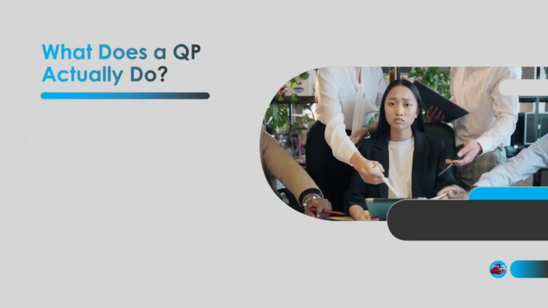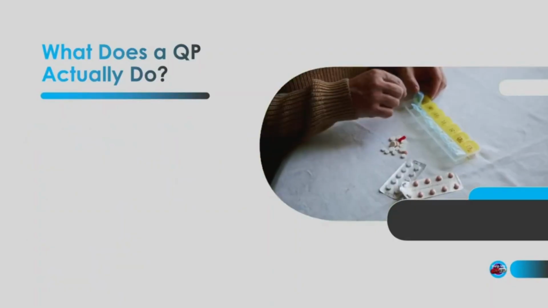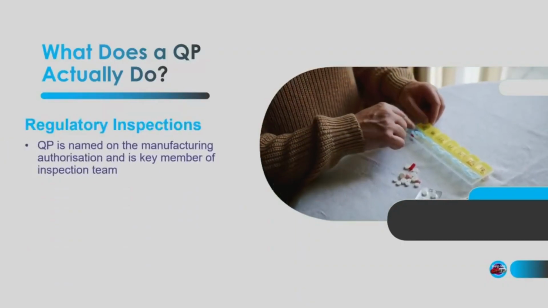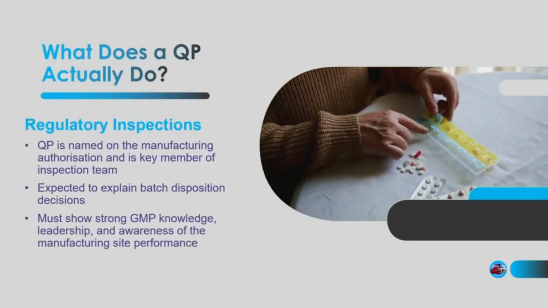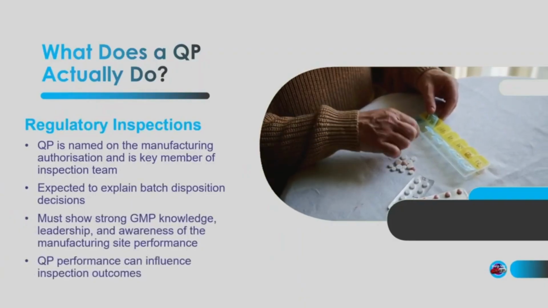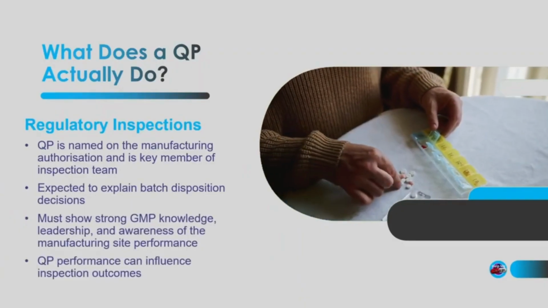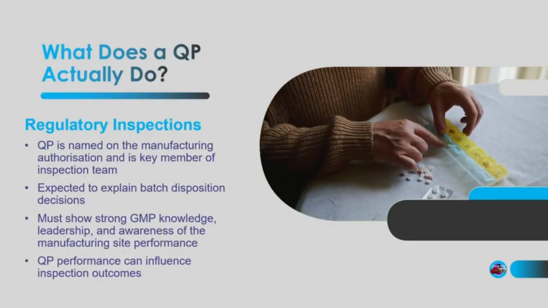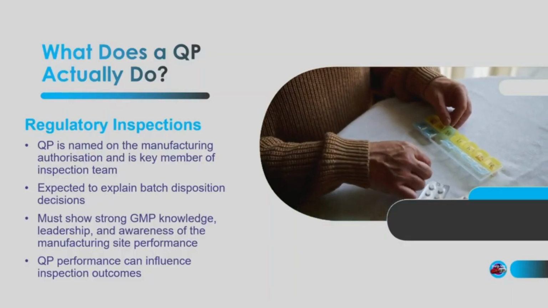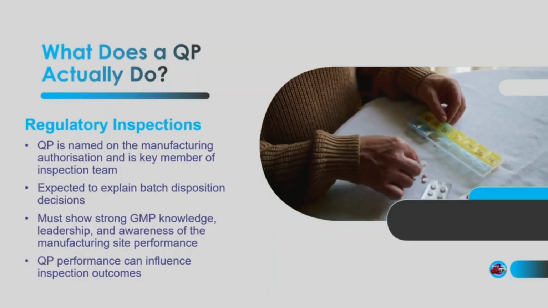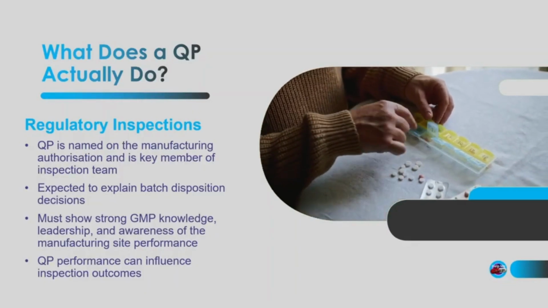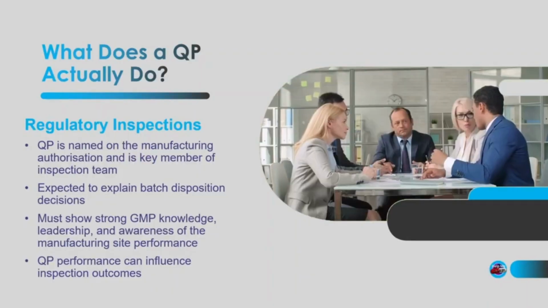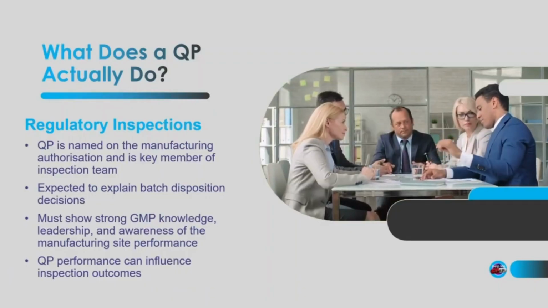What about inspections? Would you expect a QP to be in attendance with the heads of quality and heads of production? Of course you would. They're named on the manufacturing license and have a vested interest in ensuring the inspection goes smoothly. Being front and centre in inspections is key to a QP's role. When the MHRA or other regulator comes knocking, they often ask for the QP by name. They'll quiz the QP on individual batch release decisions, deviations, training records, GMP understanding, you name it. The QP's confidence and competence can make or break an inspection.